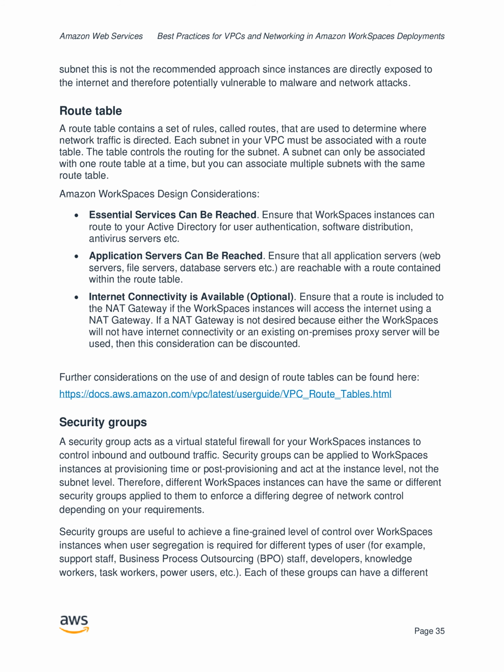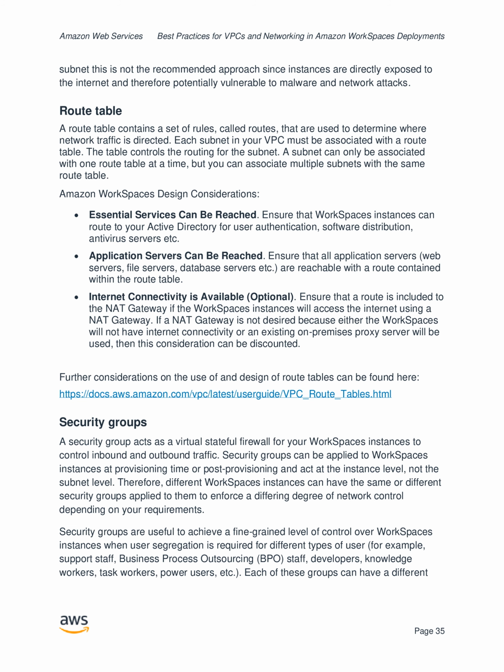The NAT Gateway. If the WorkSpaces instances will access the Internet using a NAT Gateway, ensure a route is included. If a NAT Gateway is not desired because either the WorkSpaces will not have Internet connectivity or an existing on-premises proxy server will be used, then this consideration can be discounted. Further considerations on the use and design of route tables can be found at docs.aws.amazon.com/vpc/latest/userguide/vpc_route_tables.html.